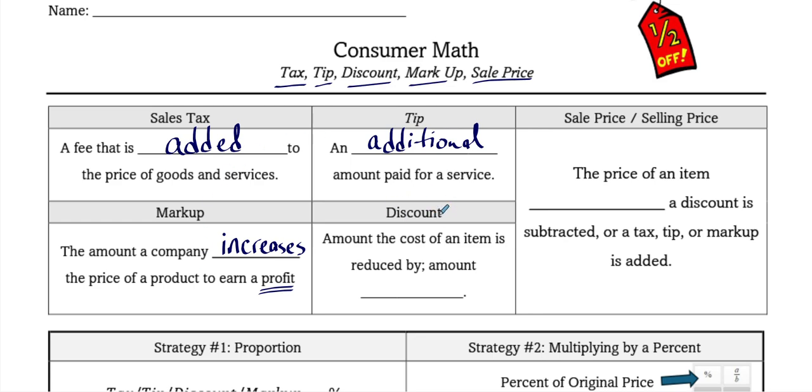Discount is the only one that's going to be subtracted. That's the amount the cost of an item is reduced by, or the amount saved. So this is the only one that we're going to subtract. A discount lowers the price. So the selling price, sale price, final price, total price, all of those mean the same thing. They're the price of an item after a discount is subtracted or a tax, tip, or markup is added.